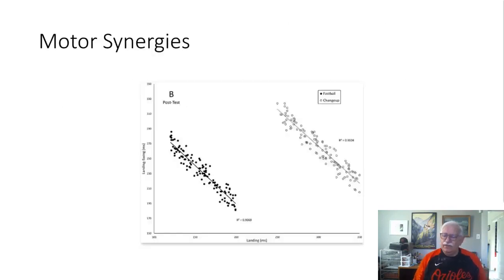So one of the things that he did was, I thought, really fantastic. They used a force plate. I want you to think of this as a relatively large plate that they had the batters stand on, and they were looking at different variables. Now, if you look along the x-axis here, it was the landing.